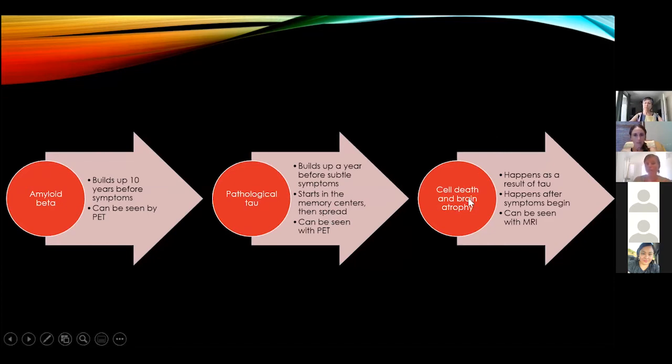The cell death and brain atrophy, so when we're getting down to hippocampal atrophy and atrophy that you can see on just a regular MRI like we use in clinic, that seems to happen as a result of tau. So it's kind of downstream of the tau process. It happens after the symptoms begin, and it can be seen on MRI, but it's kind of later in the process.